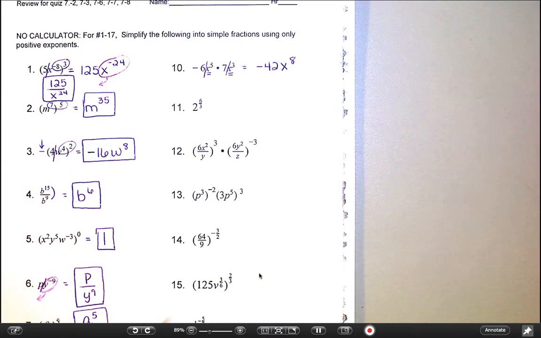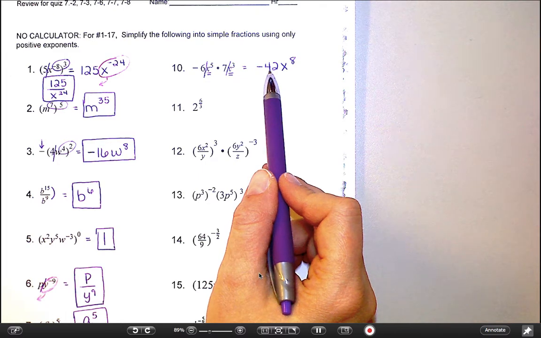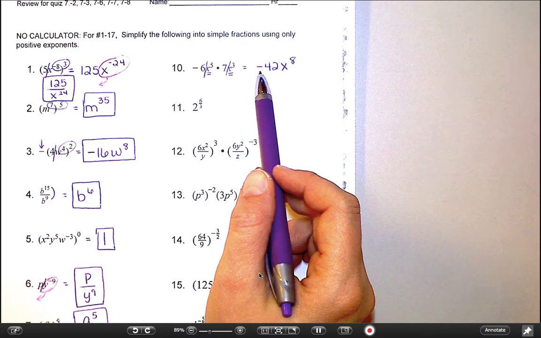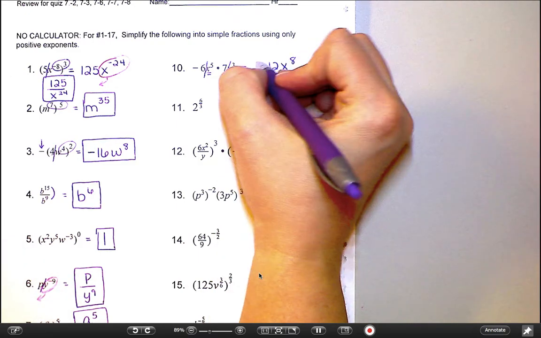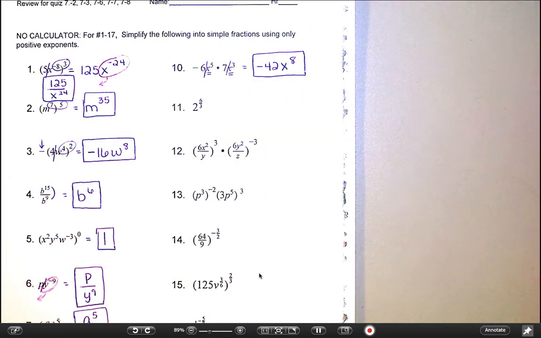Be careful that you don't fall into this trap. Negative 42, that's a negative number, not a negative exponent, so nothing needs to switch positions here. That doesn't go on the bottom or anything. It's just a negative 42, okay? And that's the final answer. Number 11.